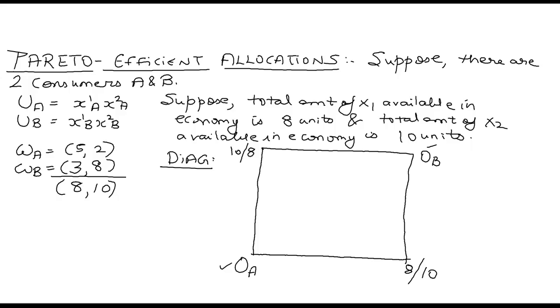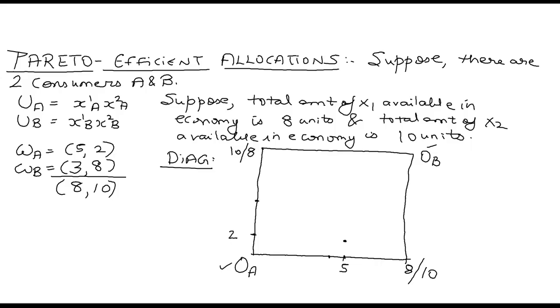Okay, and now let's denote the endowments. The endowments are 5,2. So where will 5 lie? This is 8. This is 4. So 5 will be somewhere here. This will be 5. And where will 2 lie? This is 10. So this is 5. If this is 5, 2 will be somewhere here. So this is 5. This is 2.